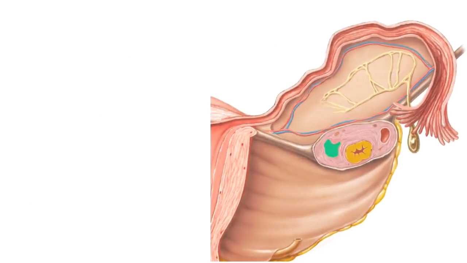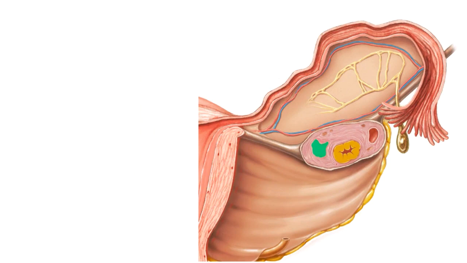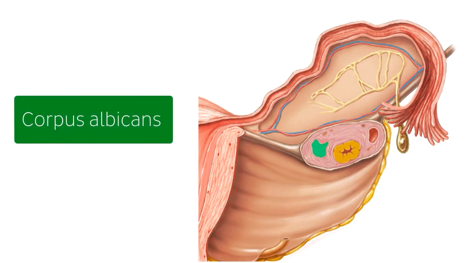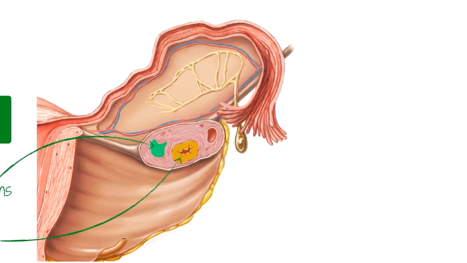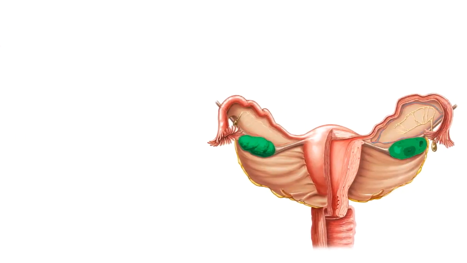After about 2 months, the corpus luteum forms a whitish scar, which is referred to as the corpus albicans. The corpus albicans, which is made up of collagen laid down by fibroblasts, persists as a scar on the ovary for several months before being absorbed. And in this image, we can point out the corpus luteum, which is now yellow again, and the corpus albicans, highlighted in green.